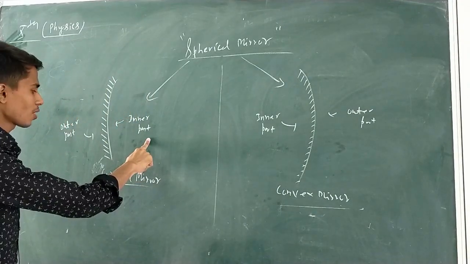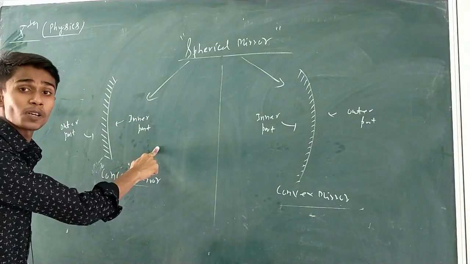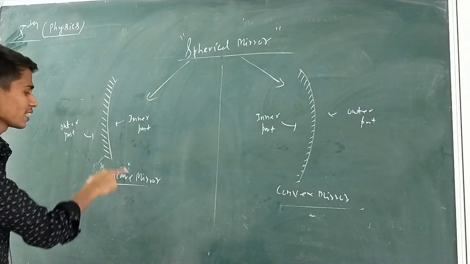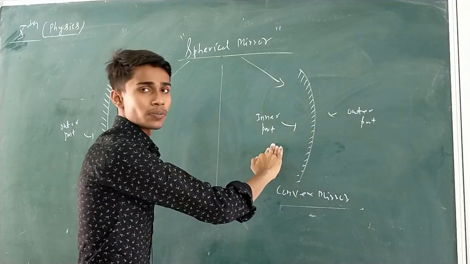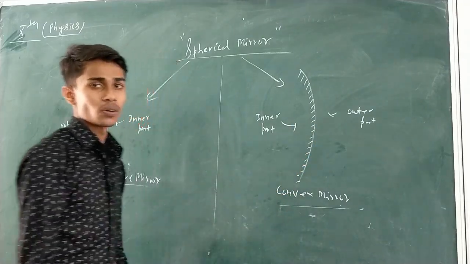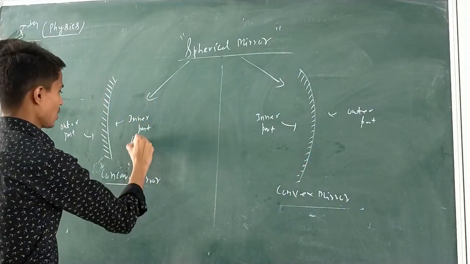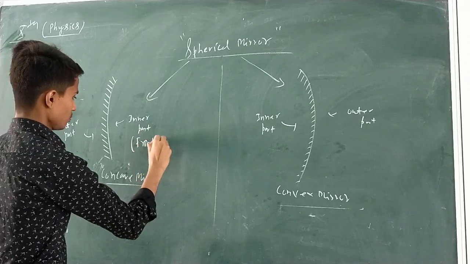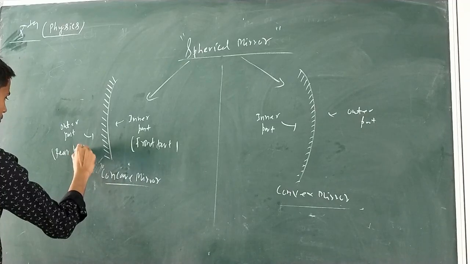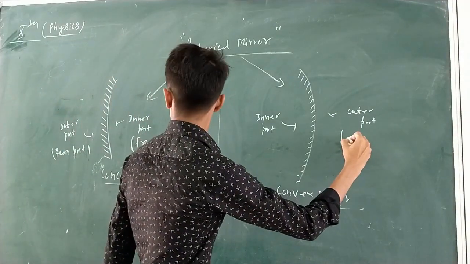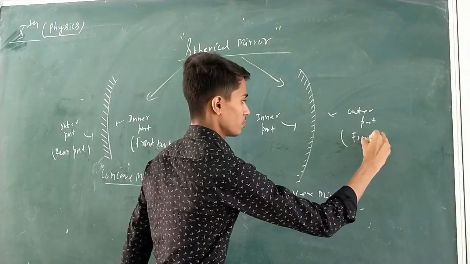The inner part of the concave mirror is reflecting, the inner part is the front part, and the outer part is the rough part in the case of a concave mirror. At the same time, the outer part will be the front part and the inner part the rough part in the case of a convex mirror. What will be the front part of a concave mirror? Inner part. And this is the rear part. This is the front part.